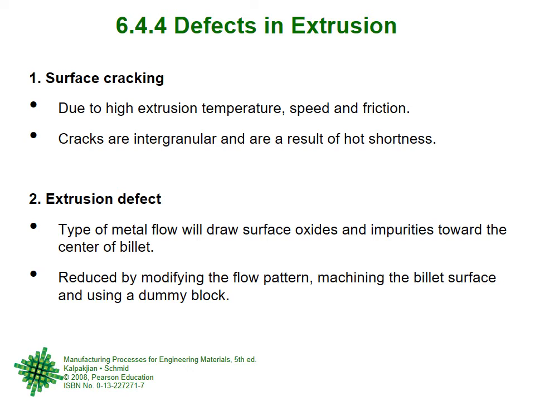If these oxides only remain at the surface, they are okay. But if the flow is turbulent, some of these oxides will start to flow inside towards the center of the billet material. You understand this, that if the friction is high, the flow of the material is very turbulent. So some of the material at the surface of the billet and the container, because of the turbulence, will start to flow towards the center of the billet material. So now inside the billet material, there will be impurities.